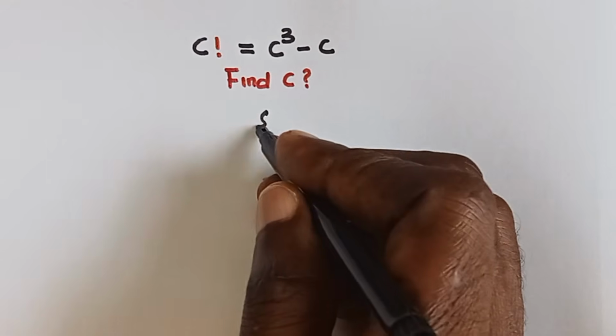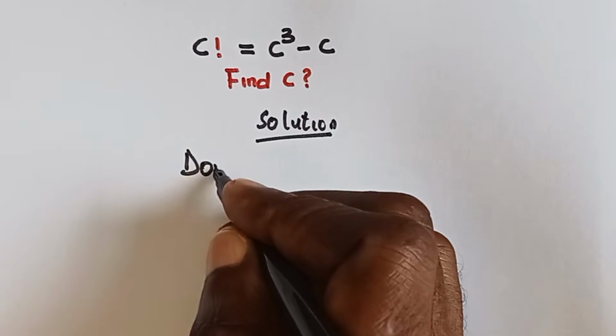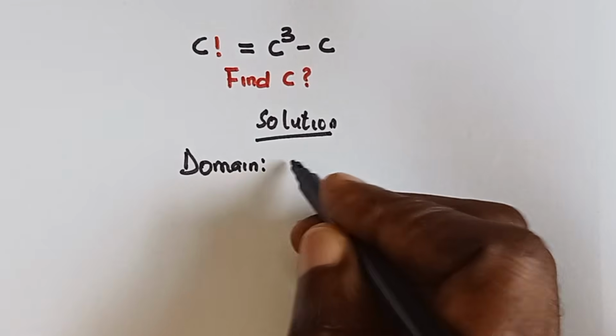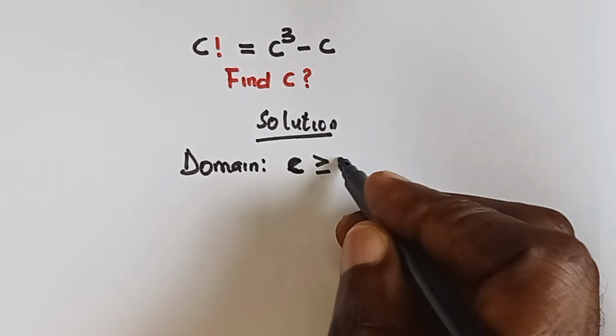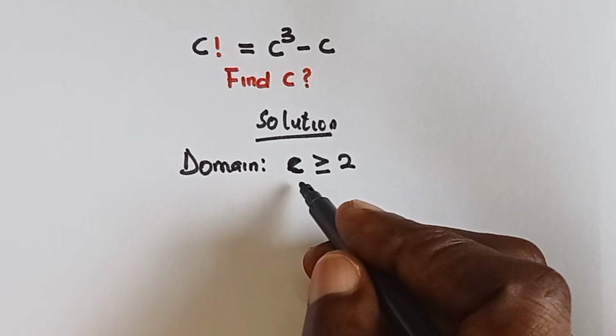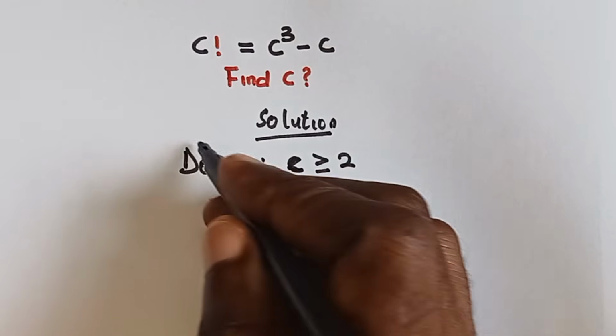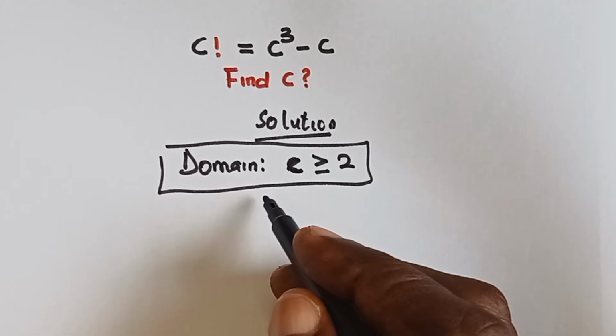Right, so we are going to start with our domain. Okay, so what is our domain? C must be greater than or equal to 2. Right, so it means that the value of c that we're going to get should be either 2 or greater than 2. So anything less than 2 will make this invalid.